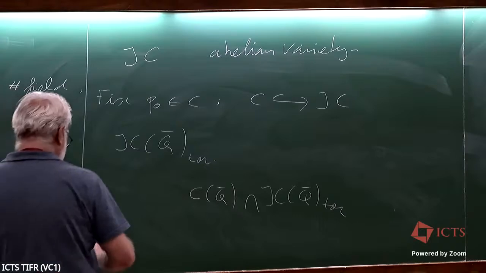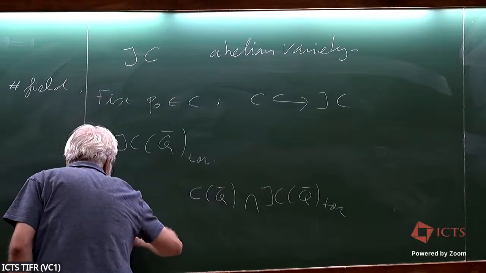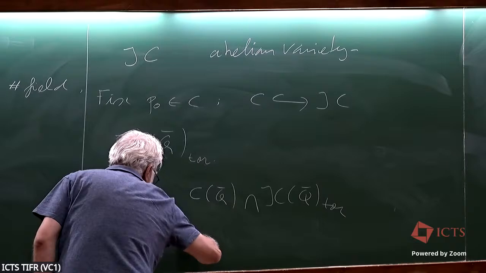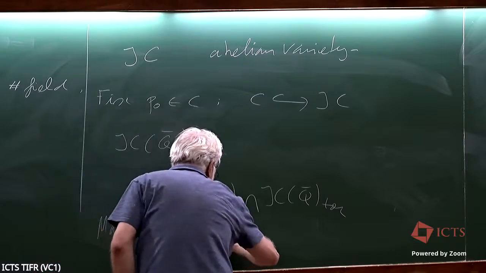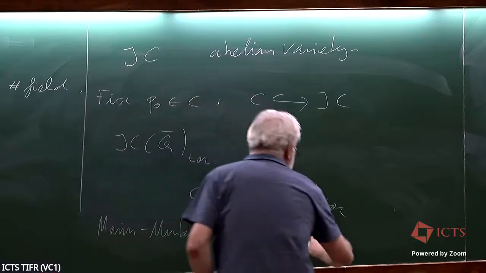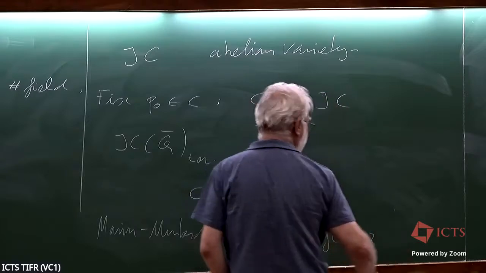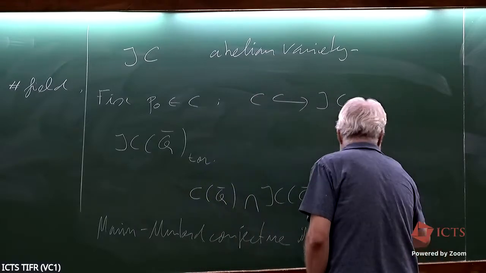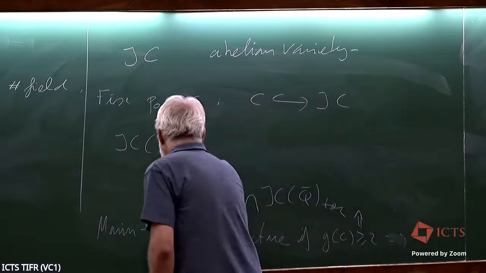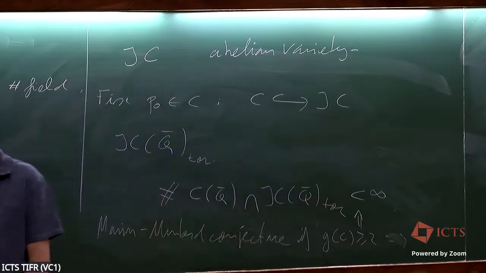Then the Manin-Mumford conjecture tells me that if the genus of C is bigger than 2, then I automatically get that this number of points is finite. Exactly the same kind of results. So if the genus is bigger than 2, if I have a curve of general type, then the number of special points is finite. Okay?